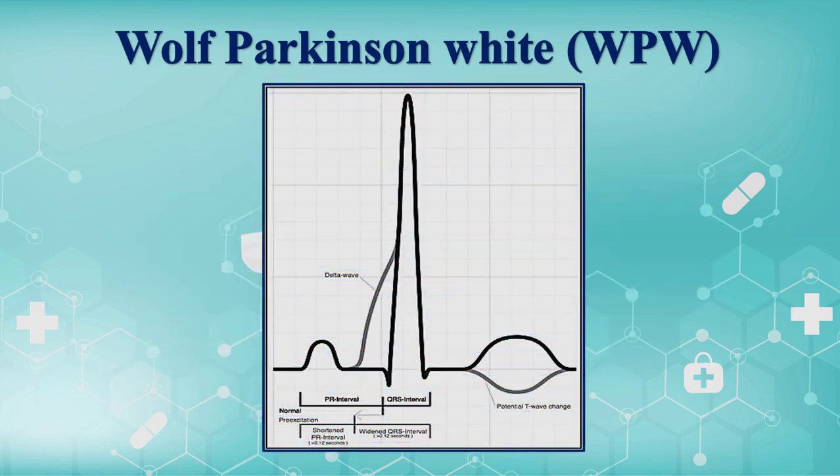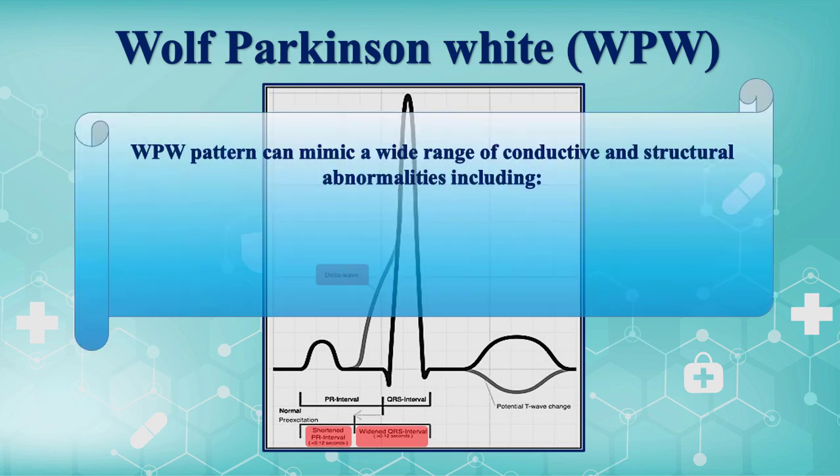Cardinal features of pre-excitation include 1. Short PR interval, 2. Delta wave, and 3. QRS prolongation. WPW pattern can mimic a wide range of conductive and structural abnormalities. Discordant ST wave changes such as ST depression and T-wave inversion can mimic ongoing ischemia. Presence of pathologic Q wave can mimic old myocardial infarction.